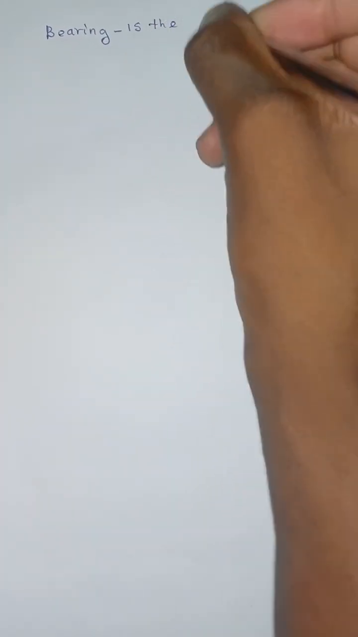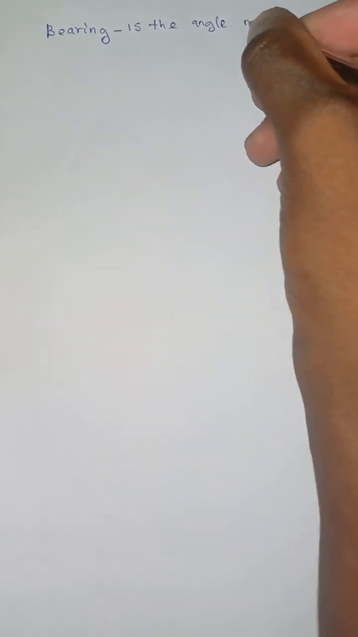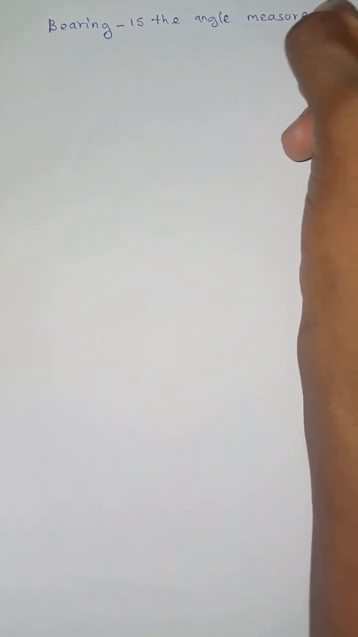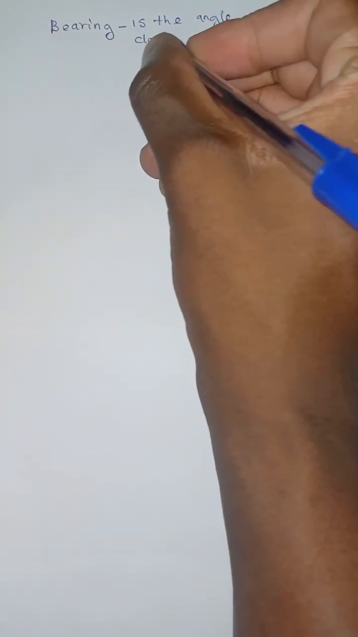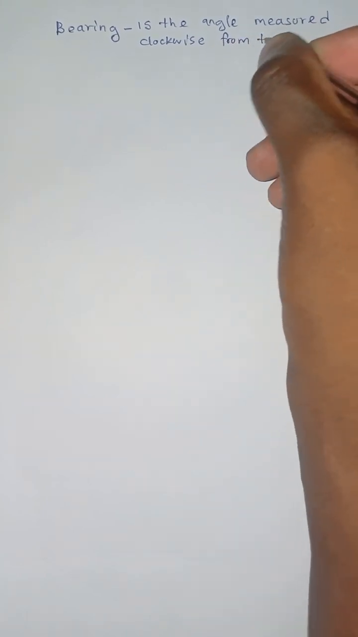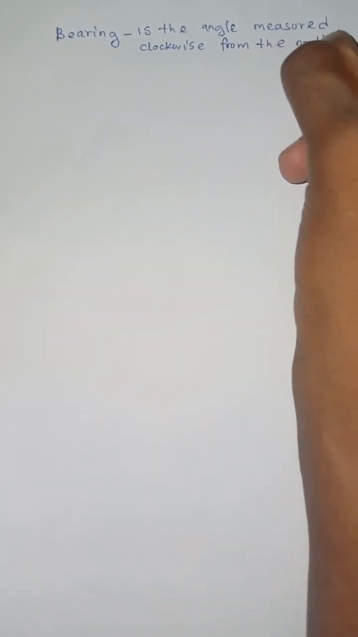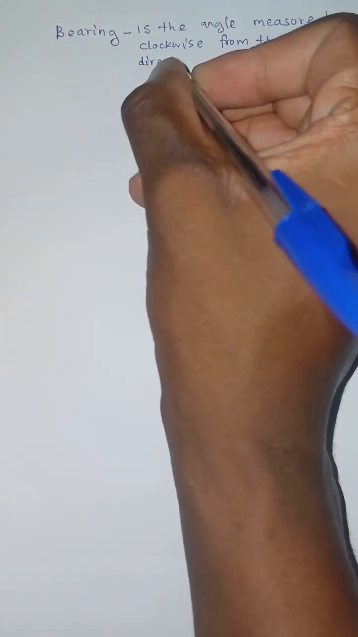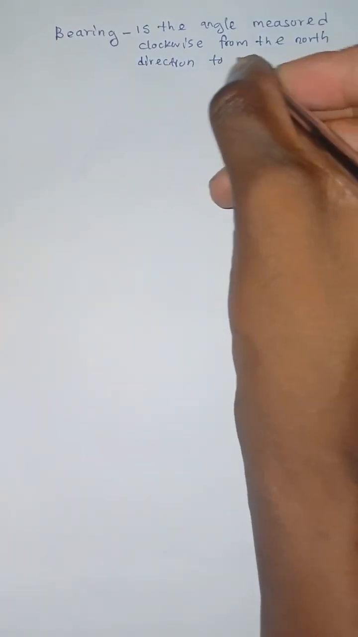So now let's do some example. So before we can do an example, let's talk about bearing. So let's talk about bearing. So what is bearing? Bearing is the angle measured clockwise from the north direction to a given point.